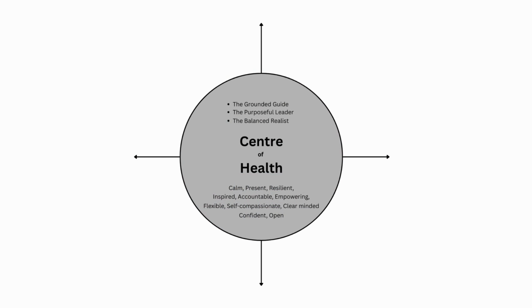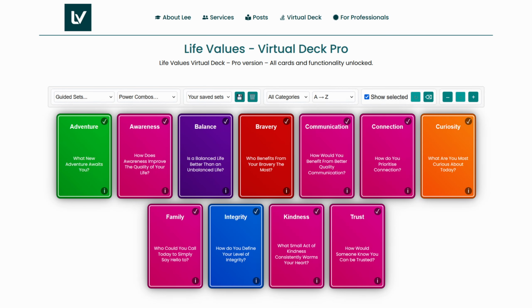We explored his values, and what came through strongly was things like awareness, family and connection, communication, bravery, balance, kindness, trust, integrity, adventure, and curiosity. Now, this is the part I want you to notice as a coach. Those values are basically a map back to center. Because center isn't a mood, it's a way of being. And those values give you the ingredients of that way of being for your client.